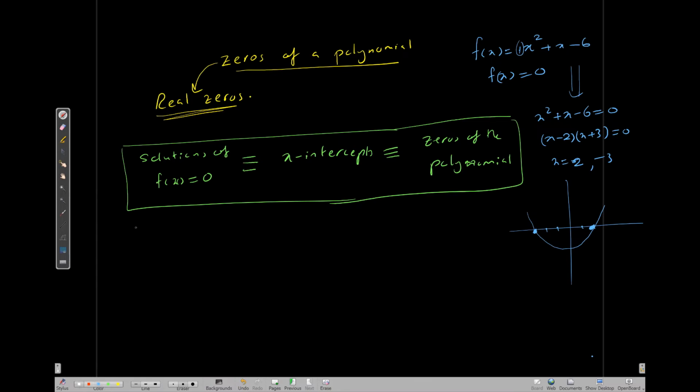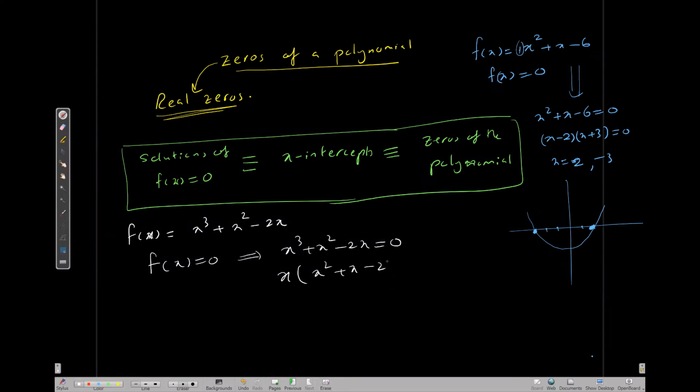Now let's take another example. How about a little bit higher degree? Again, in general, there is no way to solve cubic or fourth power equations. Depending on the question, you have to use your knowledge and do something. To find zeros of this one, let's set f of x equals 0. That means we have x cubed plus x squared minus 2x equals 0. This is a cubic equation and you don't have any general technique. Factors are your best bet. I can take x out, then x squared plus x minus 2 equals 0.